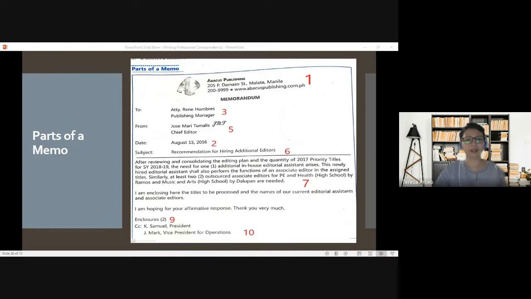Another optional part of the memo is the identification initials. This indicates the typist's initials if the sender is not the one who personally typed the document.